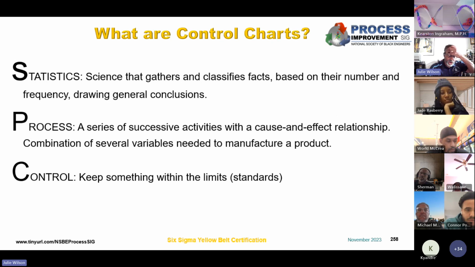Control charts are part of a science we call statistical process control, or some people call it SPC. So we know what statistics are. It's a science about gathering facts based on numbers and frequency, drawing general conclusions. We've talked about what a process is, a series of successive activities with a cause and effect relationship, and the combination of variables needed to manufacture a product. And now control is keeping something within the limits.